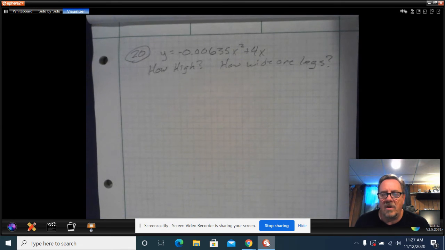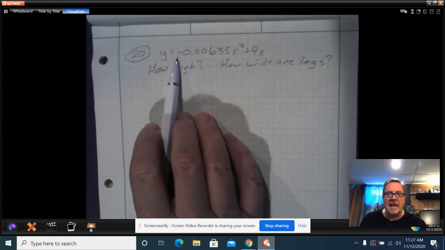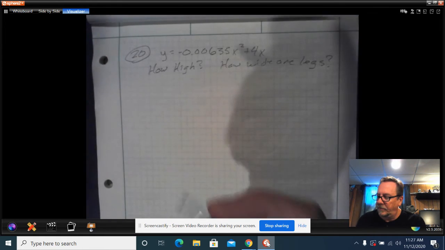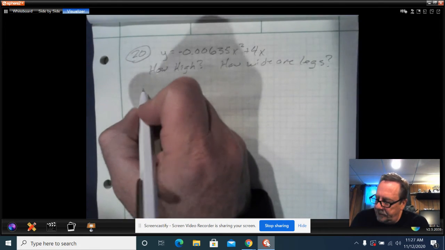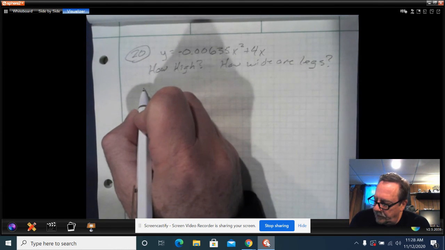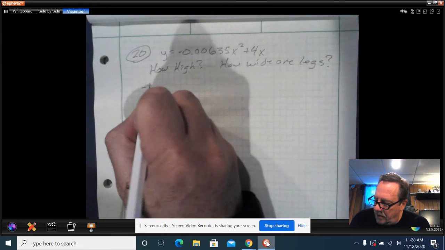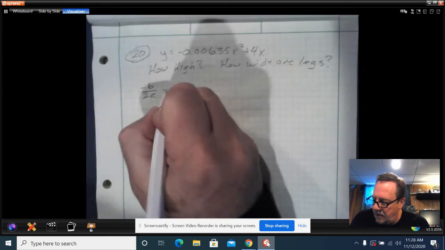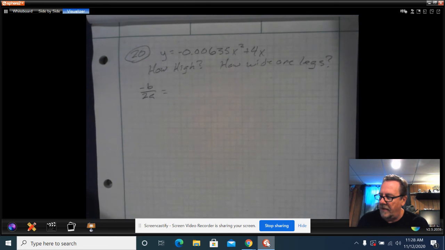How high is it? Well, we want to figure out what the vertex is, right? If we want to know how high it is, we've got to figure out where the vertex is, because the negative in front here means that this is an upside down parabola, right? So how do we find the vertex? Well, our magical negative b over 2a is going to help us find the vertex.